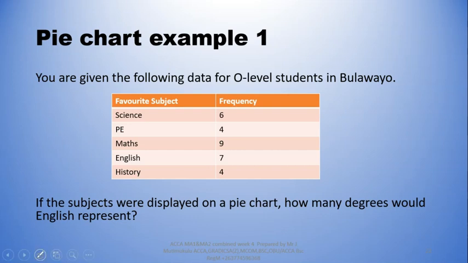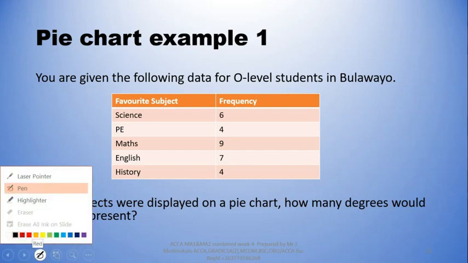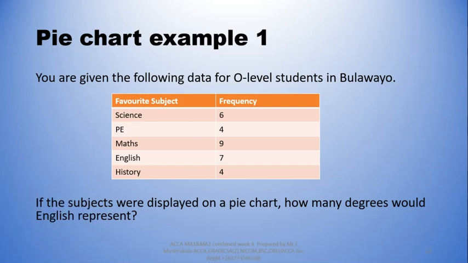We have this table, ladies and gentlemen, for O-level students, and we have got their favorite subject as well as the frequency. Now, given this information, if the subjects are displayed on a pie chart, how many degrees would English represent? This is the type of question you are going to meet on that fateful day. So you need not panic. You just have to breathe and relax.